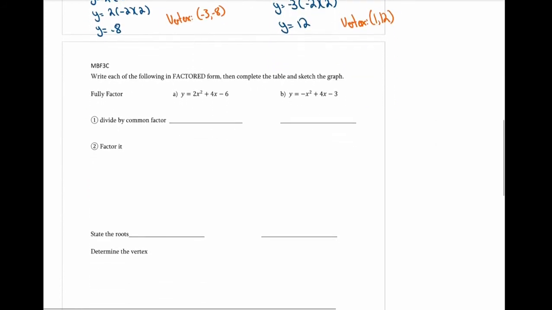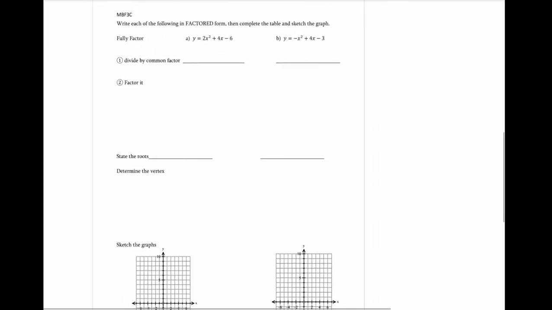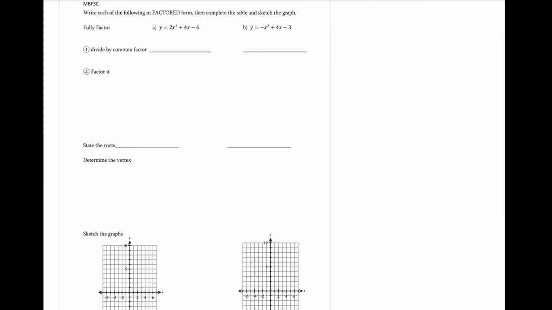So we have two more examples. Again, the same idea. We want to fully factor them by dividing out the common factor, then factoring them by either doing the reverse box method or the product and sum method. State the roots, determine the vertex, and sketch the graphs. So I'm going to suggest that you pause the video to try this on your own, and we'll come back with our full solutions. But again, I do recommend trying this on your own.